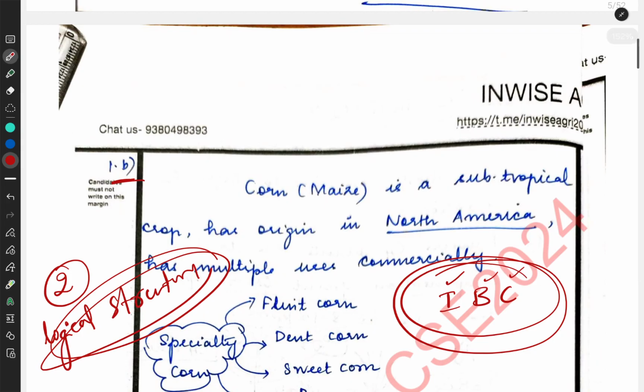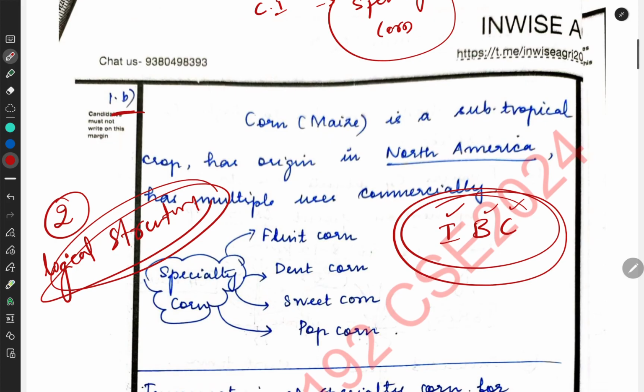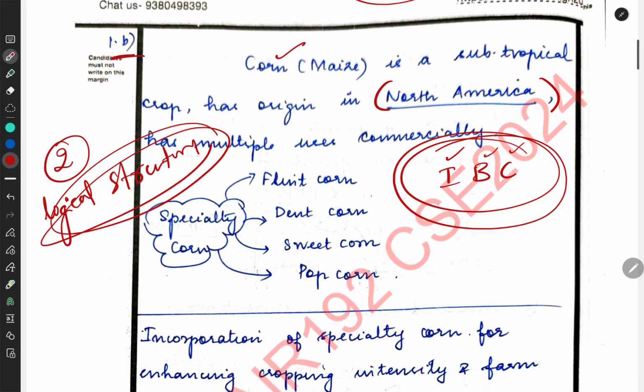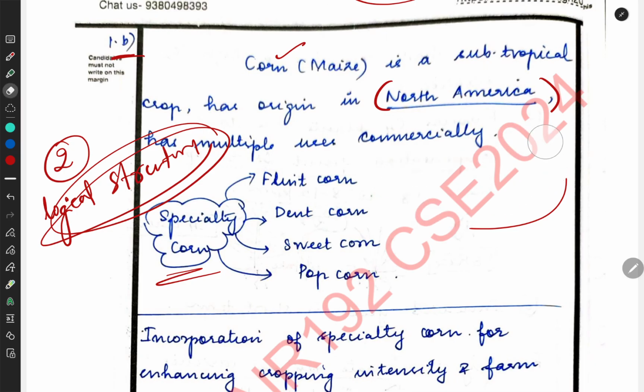The question is related to cropping intensity and specialty corn. It's a question about specialty corn. So in the introduction, see, corn, origin, then she used a flow chart instead of writing. So look at here. Once again, look at here.